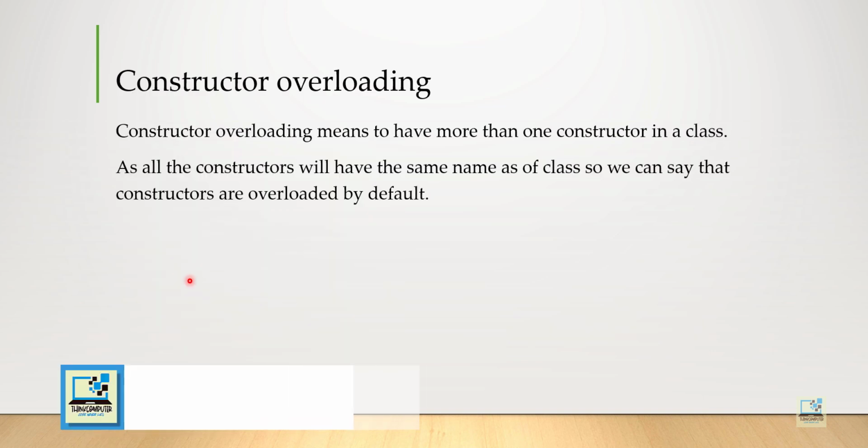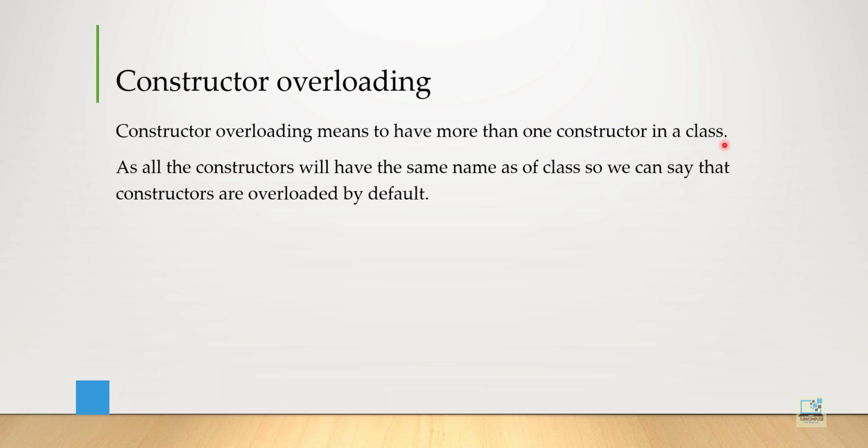Now let's talk about constructor overloading. Constructor overloading means having more than one constructor in a class, right? You just saw that in the previous slide. As all the constructors have the same name as the class, we can say that constructors are overloaded by default. Now in order to overload any two methods, as you already know, we need to use the same method name. That is the definition of overloading: if two or more methods have the same name but different parameters, then they are overloaded.